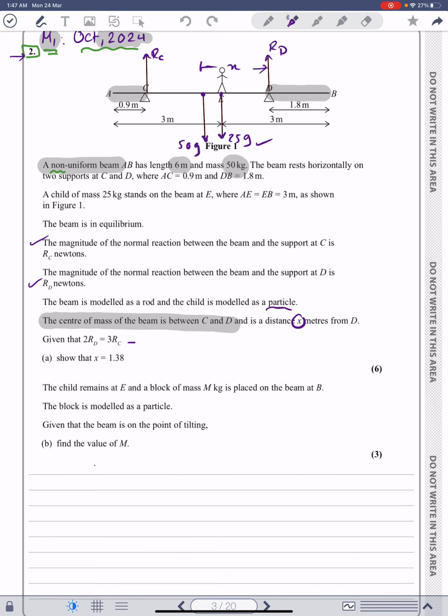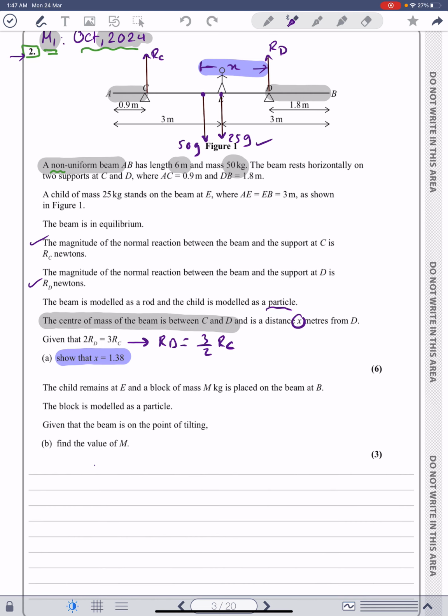Given that, he gives me an algebraic relationship between RD and RC by making one of them in terms of the other. So RD equals 3 over 2 RC. Show that this X is 1.38 meters.